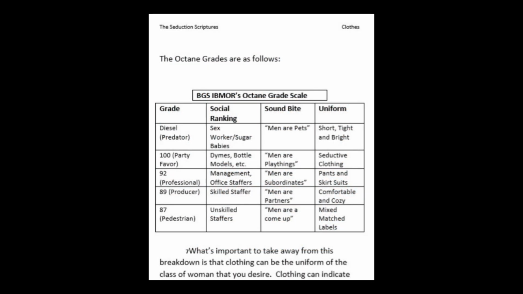But I wanted to include a simplified version of the greater Octane Scale for this book because, long story short, when I first began putting together notes for the Seduction Scriptures, I had come up with my own model or scale that modeled certain levels of behavior on some other naturally occurring events in nature. And it would have been super complicated, unnecessarily complex.